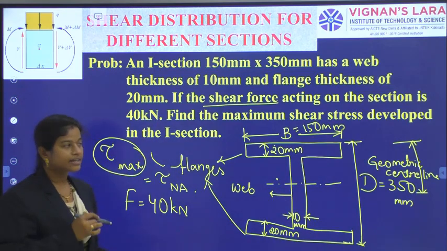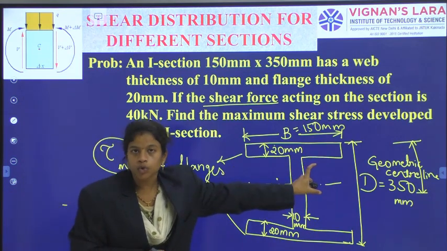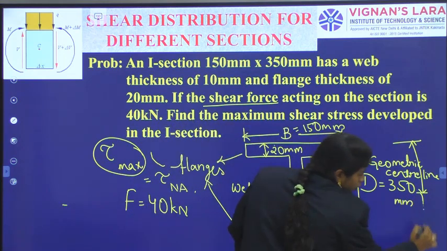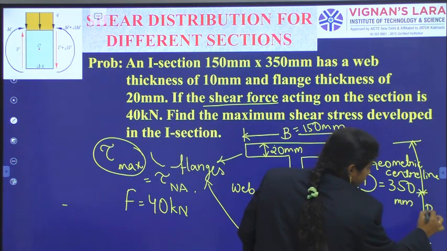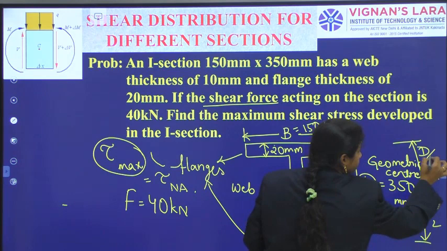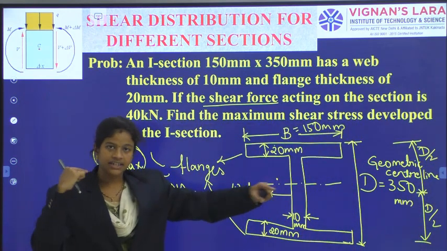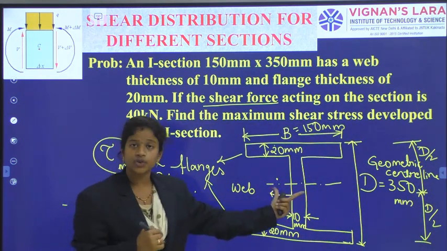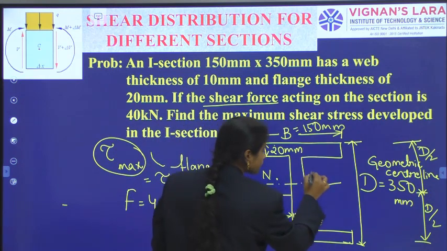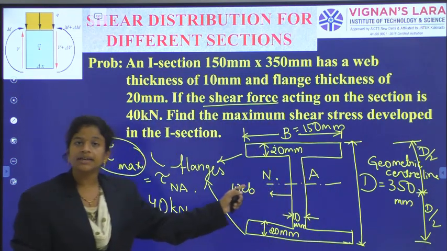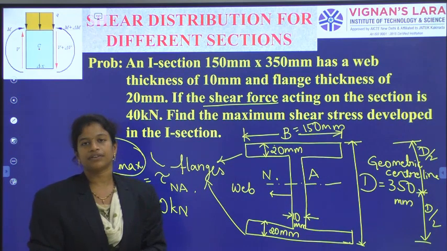Geometrical center line means total depth by 2. From the bottom, total depth by 2. From the top also, total depth by 2. That is the geometrical center line. So, that is the location for the neutral axis. Why are both of these coinciding? Because the I section is symmetrical.